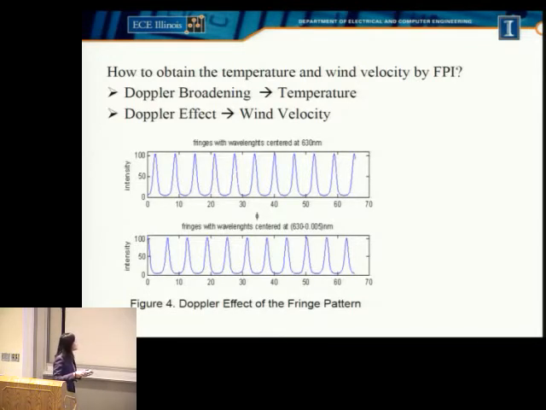And as for the wind velocity, if there is some wind happening in the atmosphere, it will cause the phase pattern to be shifted. As shown in these two plots, we can see clearly that the first peak here is shifted to here in the second plot. So by measuring that shift, we can get the information of the wind velocity, and we call that Doppler effect.